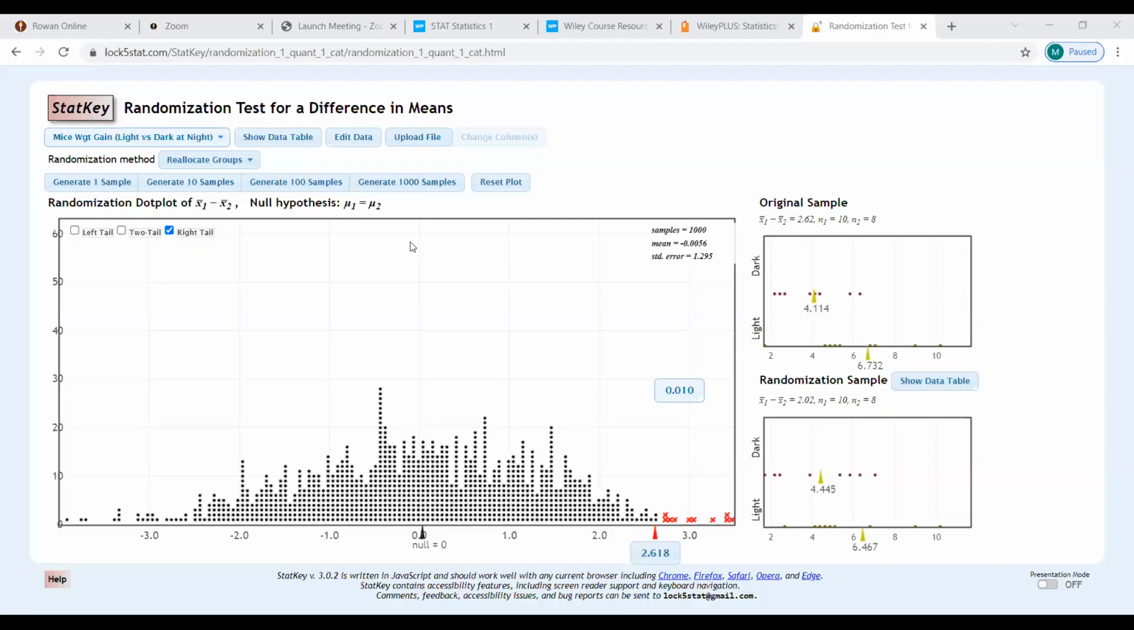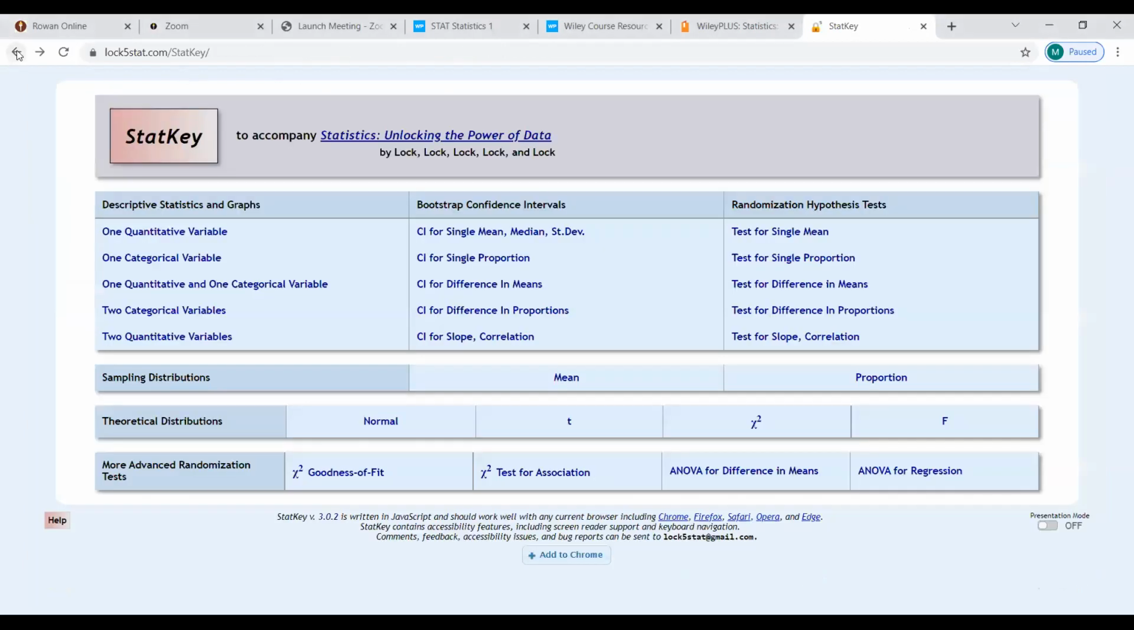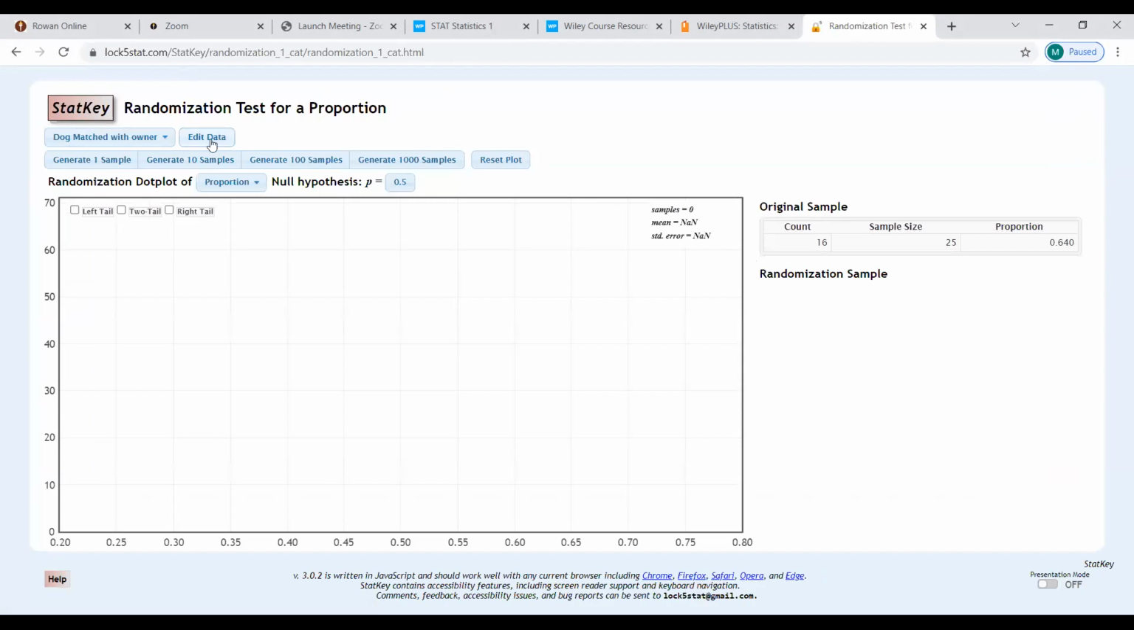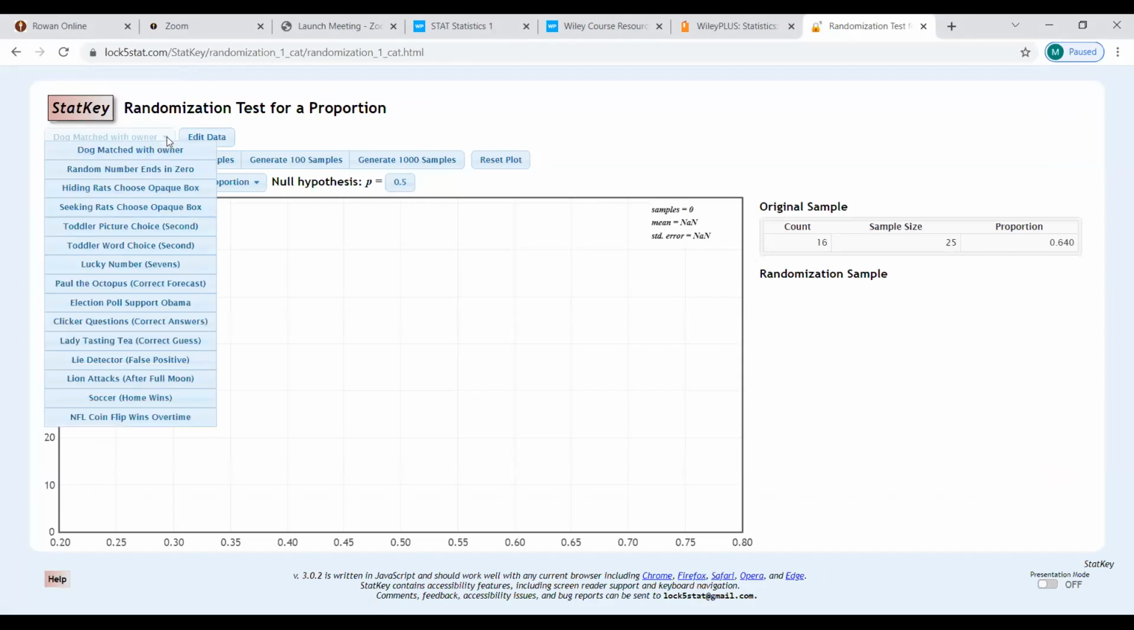All right. So we're just going to go back out of the screen here. Now, this is a single proportion question. What we just did a few minutes ago was a difference in means between two populations, the light group and the dark group. Here, we're just looking at one proportion. So we're going to do a test for a single proportion. Now, let's see if we have that random number ends in 0. Here it is, the second choice.